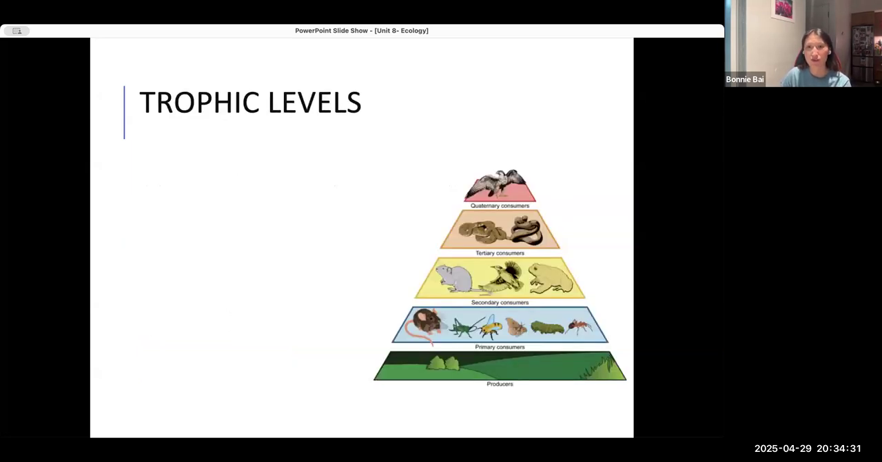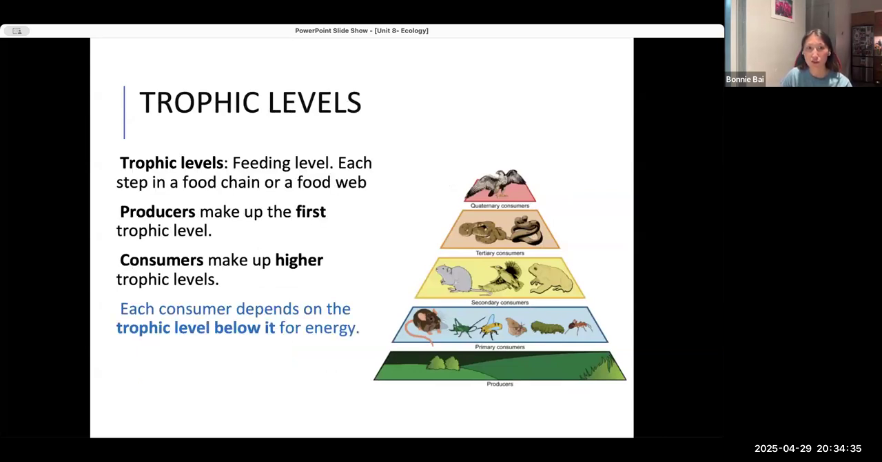Trophic levels. So trophic levels are just like first trophic level, second trophic level. First trophic level is the producers. It's a little different from primary consumer, secondary consumer. For example, the primary consumer is really the second trophic level. And then the secondary consumer is the third trophic level. And each trophic level depends on the one below it.